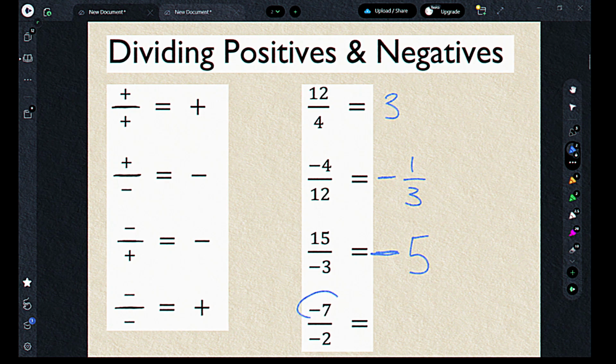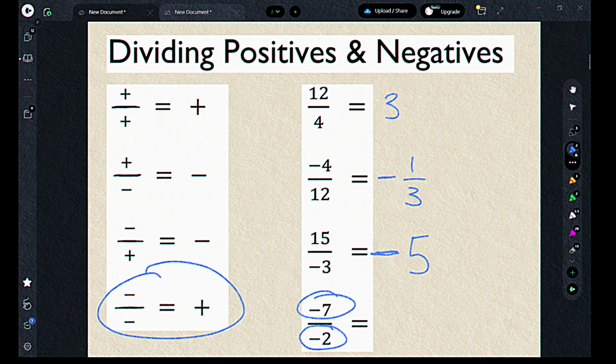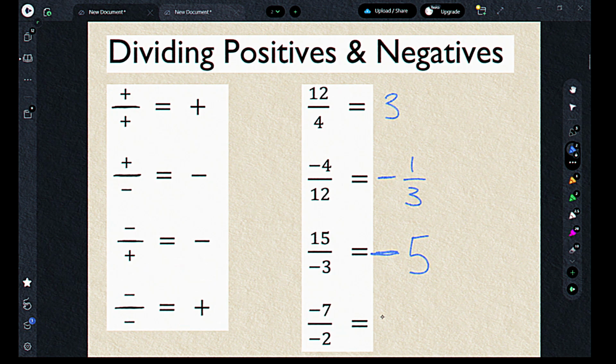And then the last one here, we have negative divided by a negative. Negative divided by a negative gives us a positive. So the answer is going to be positive. Although again, I'm not going to write the plus sign. It's going to be a positive number. Let's see. 7 divided by 2. You know what? 7 is not divisible by 2. And we cannot even simplify this fraction. So that fraction is just going to stay as a 7 over 2. However, it's positive. So we've got positive 7 over 2. And that's the answer.